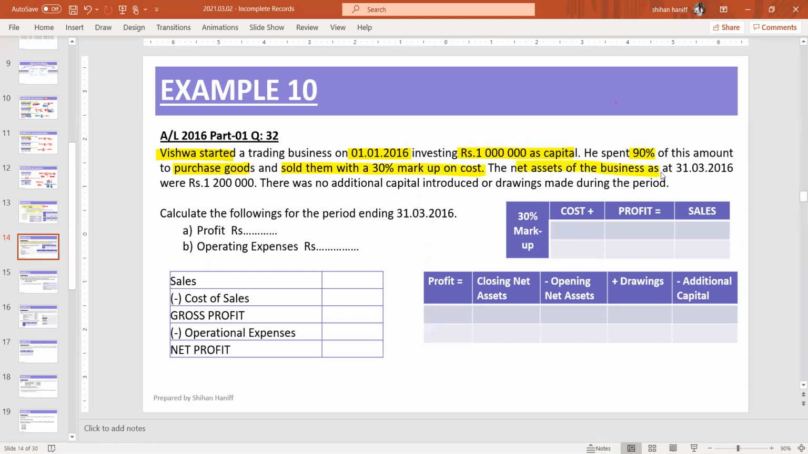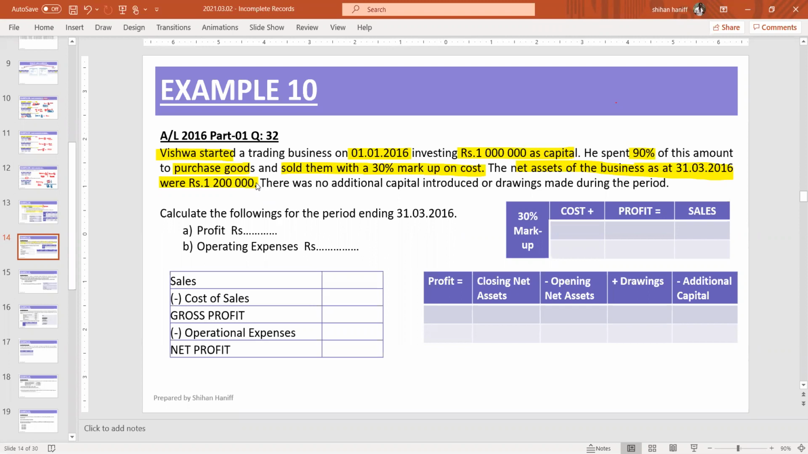The net assets of the business as at 31st March 2016 were 1.2 million, 1,200,000. This is the month end net asset. There was no additional capital introduced or drawings made during the period. So no additional capital, no drawings. Calculate the following for the period. What is the profit? What is the operating expenses?